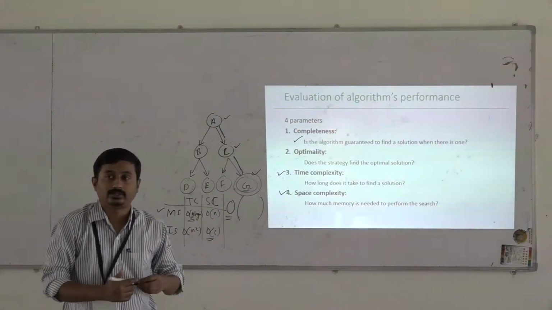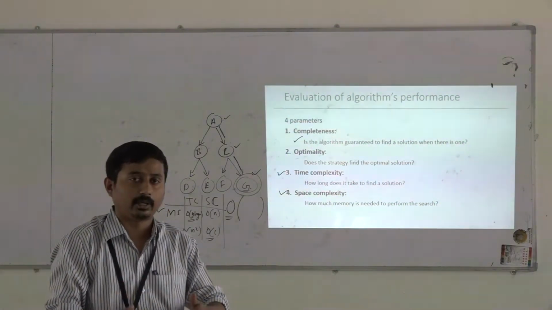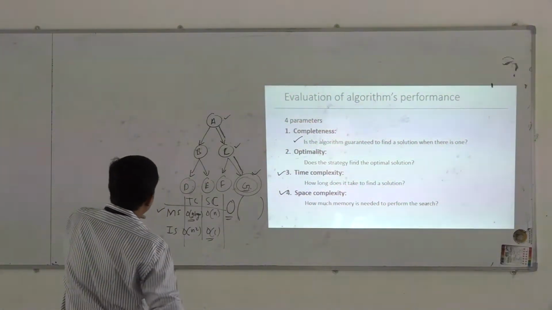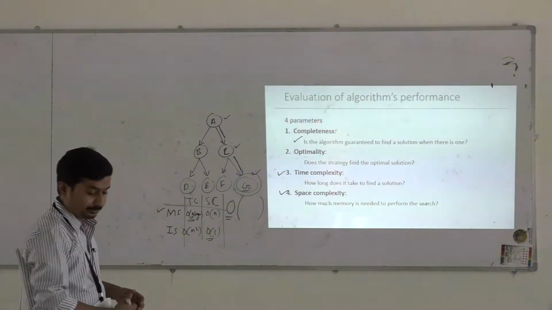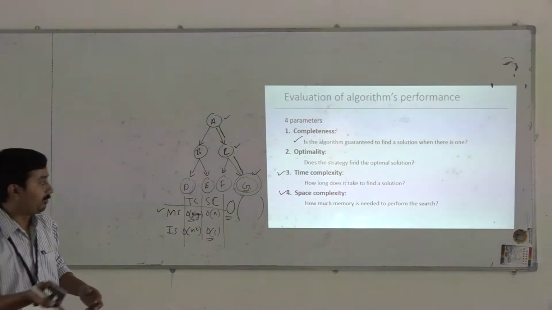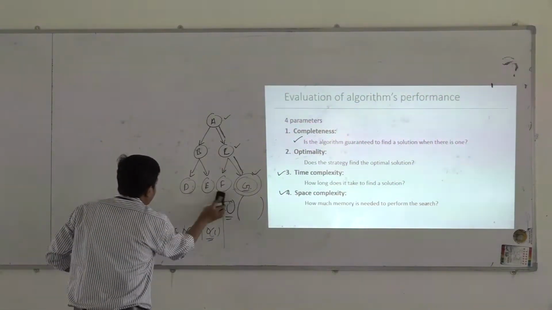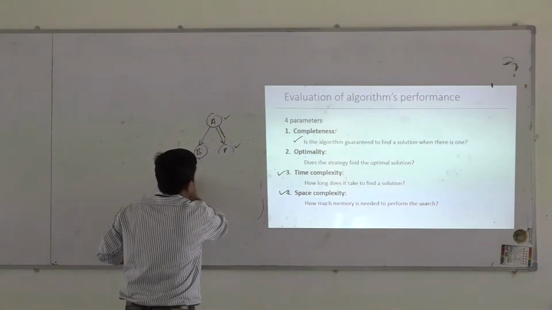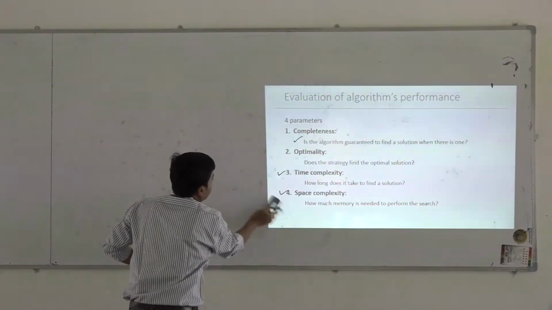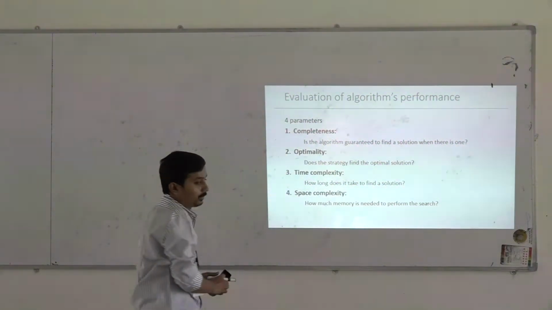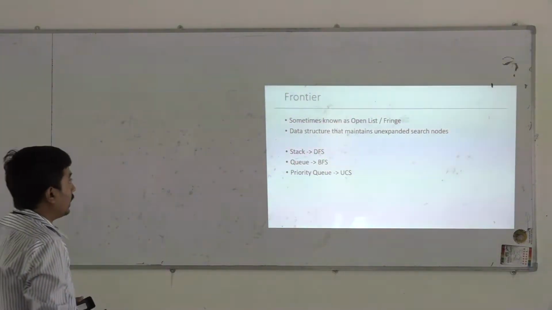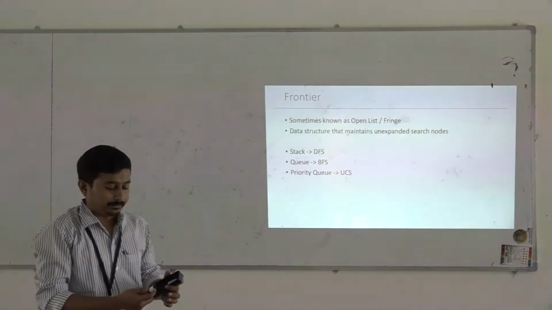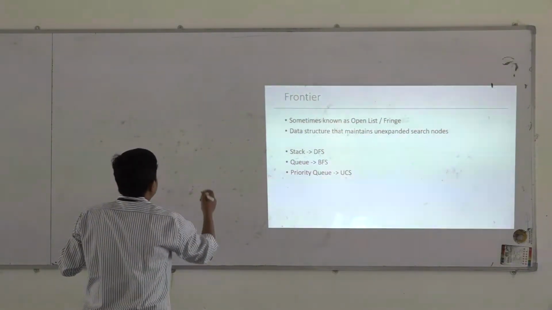So you have to decide based on your requirement. You have to choose among these multiple algorithms, multiple solutions possible. There will be a trade-off between these parameters, so according to your situation, you have to choose a particular algorithm. So remember these 4 parameters. Next concept is frontier. Consider this example.